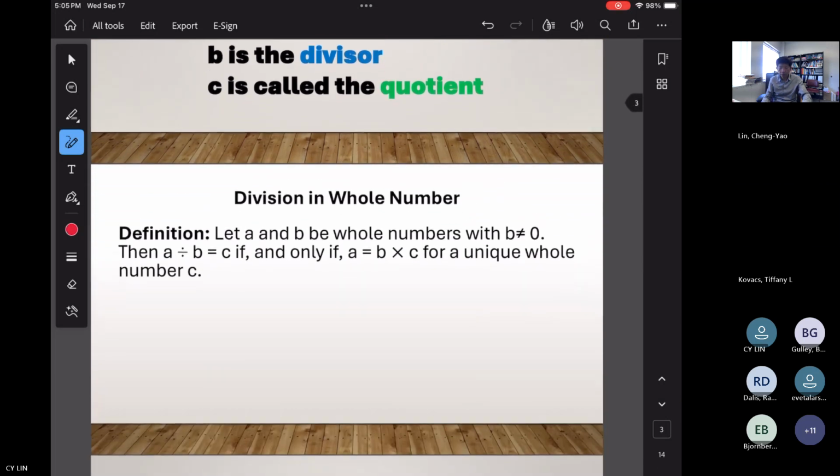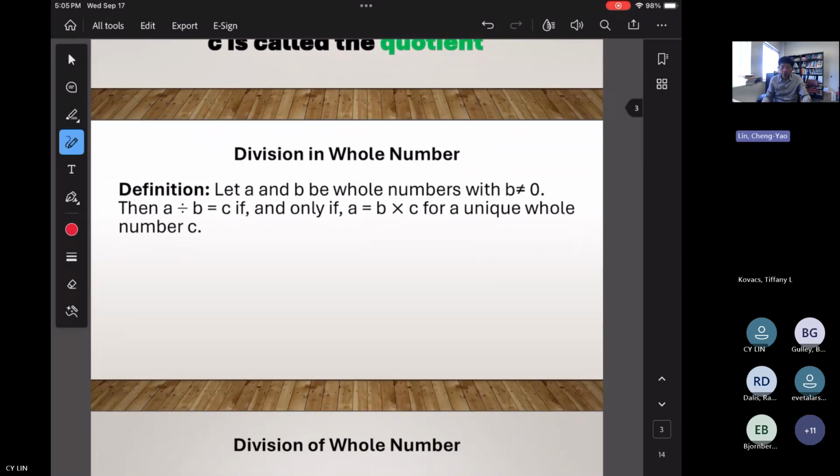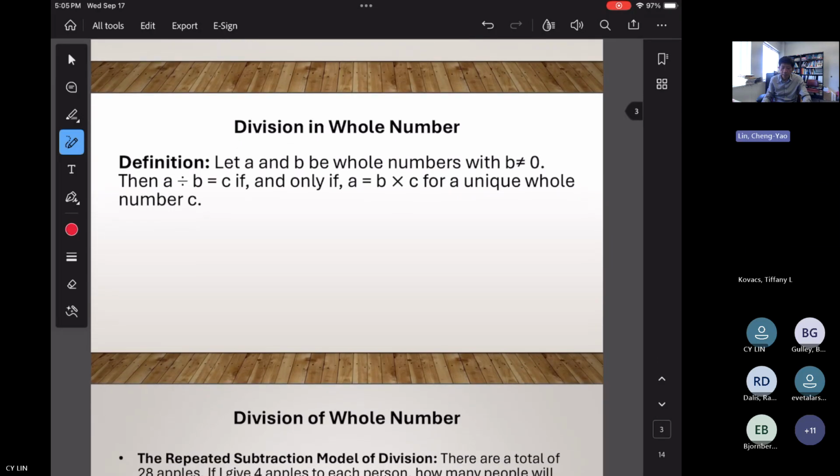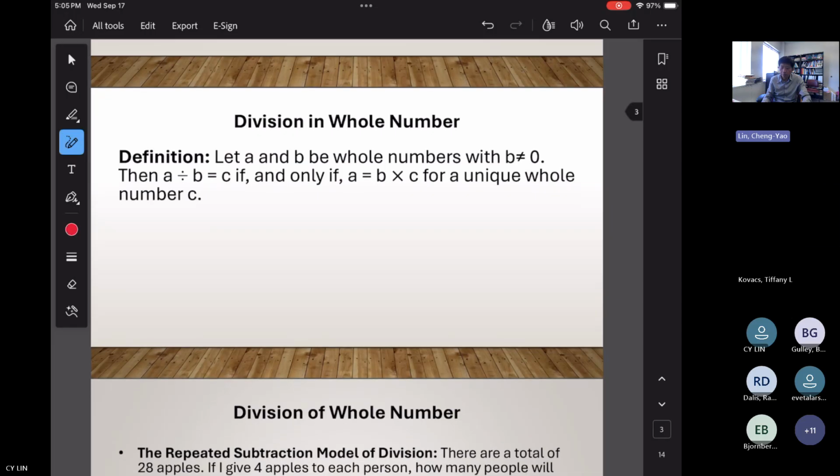Now here's the definition for division in whole numbers. Let A and B be whole numbers, with B not equal to 0. Then A divided by B equals C if and only if A equals B times C for a unique whole number C, okay? That is the definition.